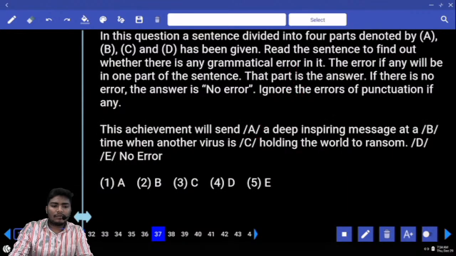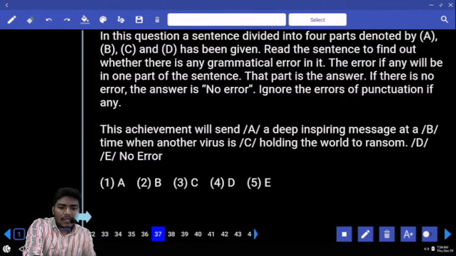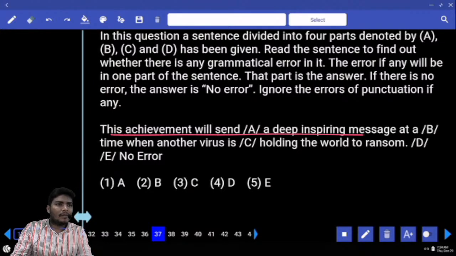Move to 37. This achievement will send a deep, inspiring message at a time when another virus is holding the world to a ransom. That means there is so much havoc going on in the country, in the world. Now there is some achievement which will send a deep, inspiring message. Okay, now what can we use here? Inspiring message, it is not possible. What can we use?